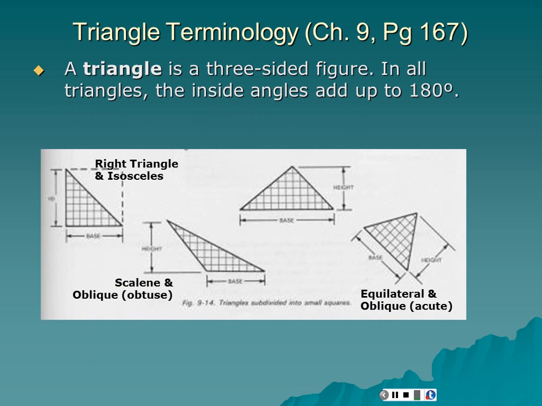Now we will look at all the triangles. Triangles have 3 sides instead of 4. In all triangles, the inside angles add up to 180 degrees. That's really interesting. It doesn't matter how you draw your triangle, all the angles will add up to 180. It doesn't matter how you draw it.